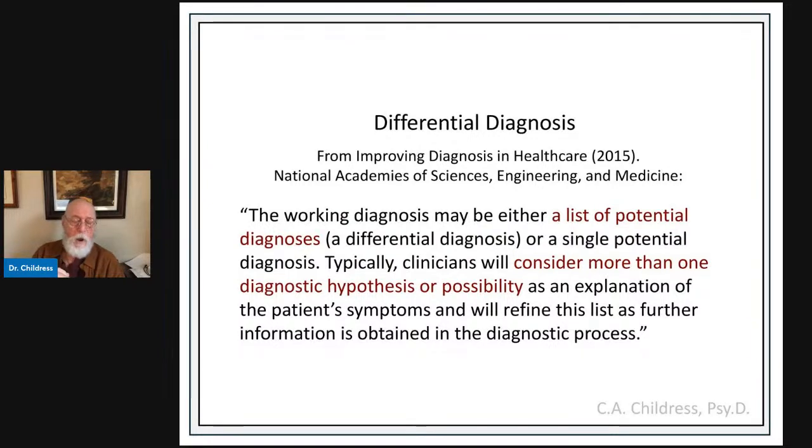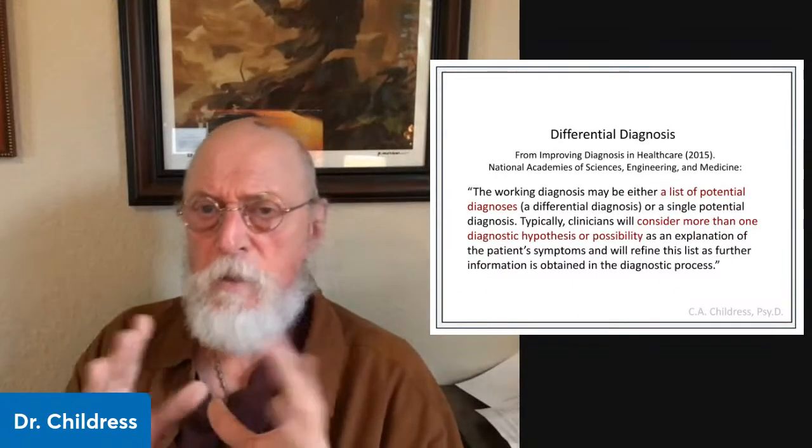Now, throughout healthcare, the typical approach to diagnosis is called a differential diagnosis. This is from a paper, Improving Diagnosis in Healthcare, from the National Academies of Science, Engineering, and Medicine. And they indicate that in describing the diagnostic process, the working diagnosis may be either a list of potential diagnoses, a differential diagnosis, or a single potential diagnosis. Typically, clinicians will consider more than one diagnostic hypothesis or possibility as an explanation for the patient's symptoms and will refine this list as further information is obtained in the diagnostic process. So that's a differential diagnosis.